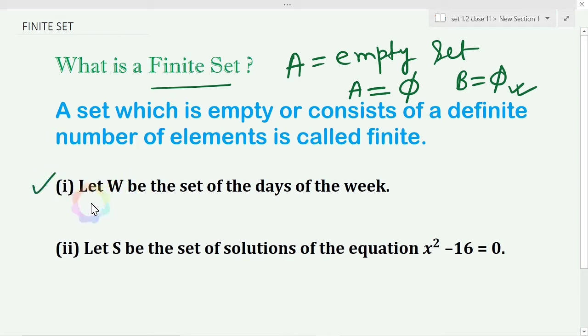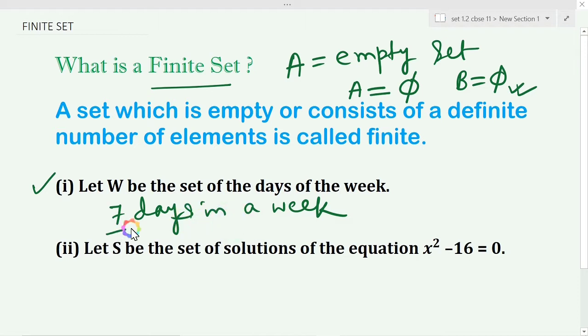Now example 1. Let W be the set of the days of a week. We know that there are 7 days in a week.